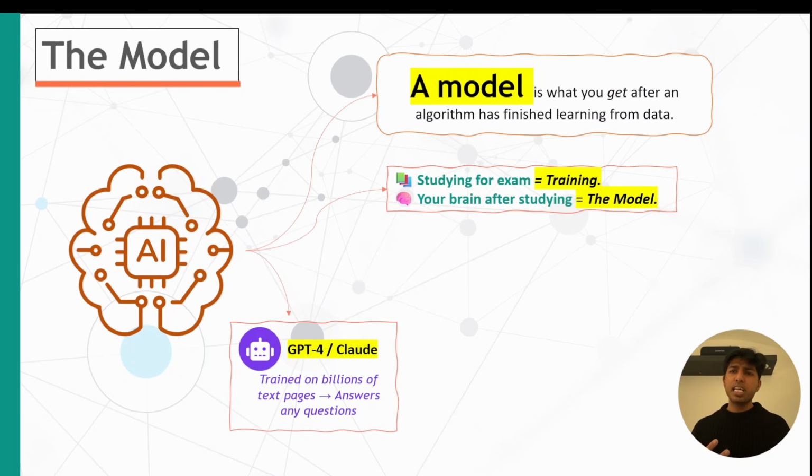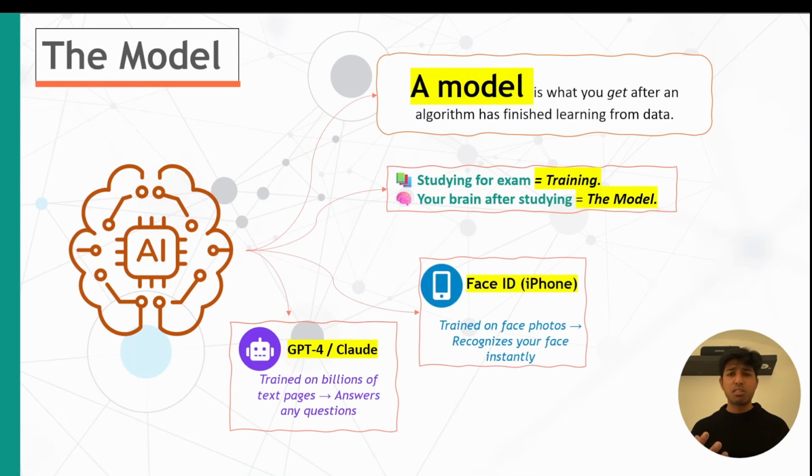So when people say GPT-4 is a model, it means that it was trained on an enormous amount of data by the algorithm. The algorithm has studied an enormous amount of data, and that's when you have GPT-4 as a model. And you have something called Face ID on your iPhone. That is a model. It recognizes faces, and it provides security on your phone. Similarly, the recommendation system on Netflix is trained on viewing history.